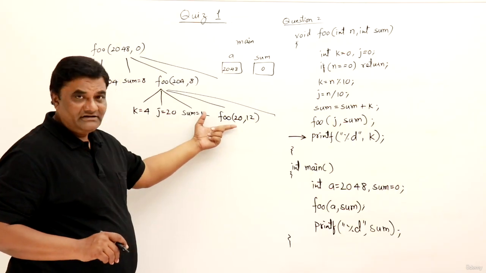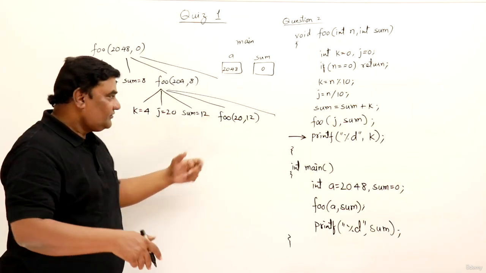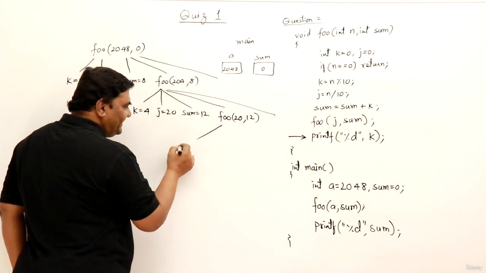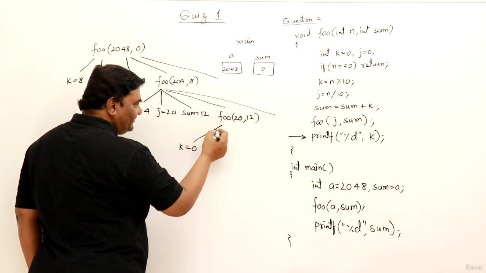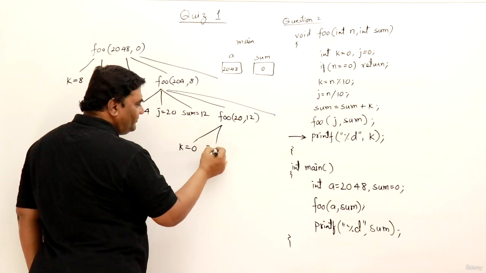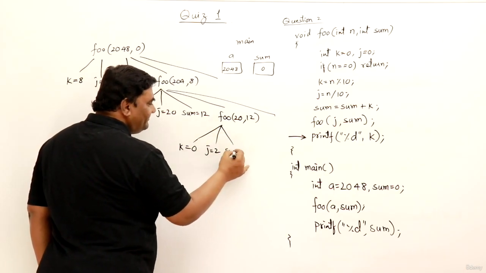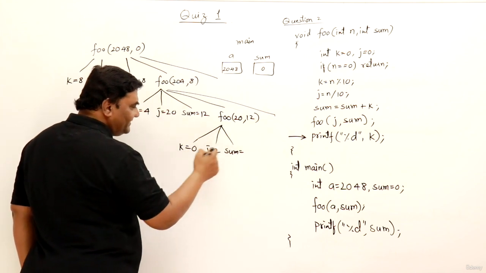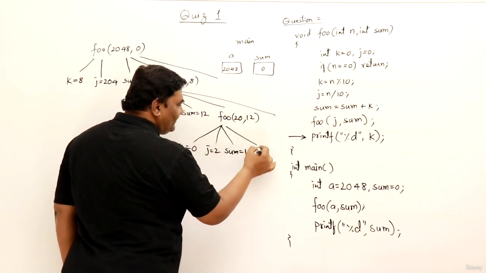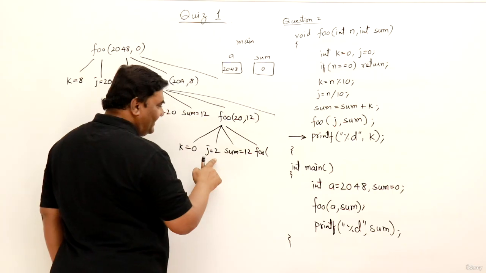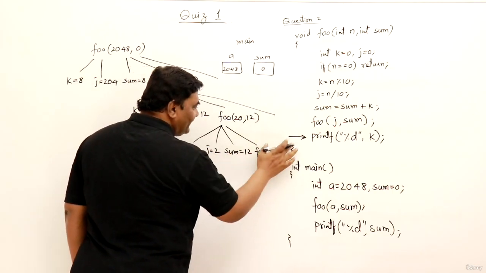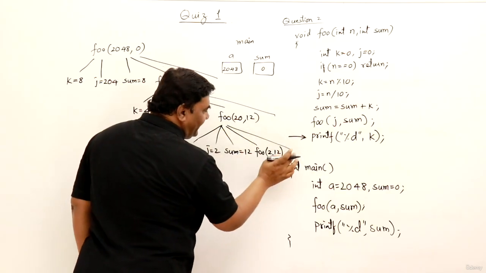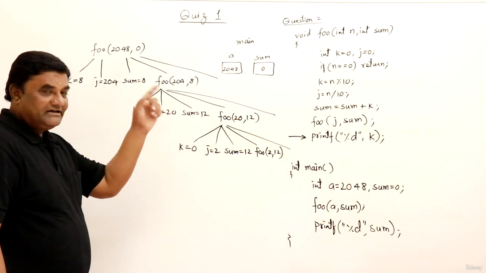Now continue with this call. It will make this call. Again these steps. So k assign mod. So 20 mod 10 is how much? 0. And 20 divided by 10 is how much? 2. So j gets 2. Then sum assign sum plus k. Sum is 12. 12 plus 0 is 12 only. Then call itself for j and sum. So 2 comma 12. And also it has to print. Print will not be done now. It will be done afterwards.